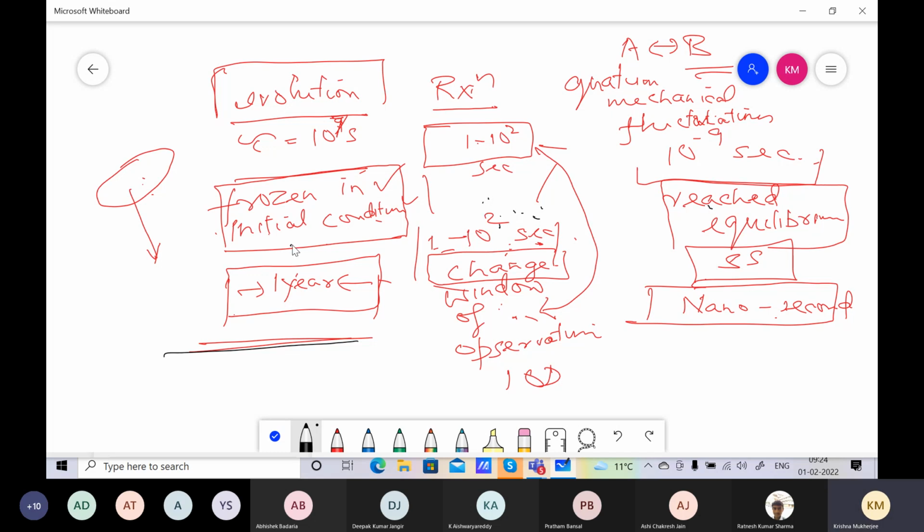And we are only looking at this. So if this is your window of observation, this fellow on the left is frozen in initial condition and this fellow on the right has reached equilibrium or steady state, depending on the situation. Or dynamic equilibrium is a much easier answer because dynamic equilibrium represents steady state. Are you getting this argument?